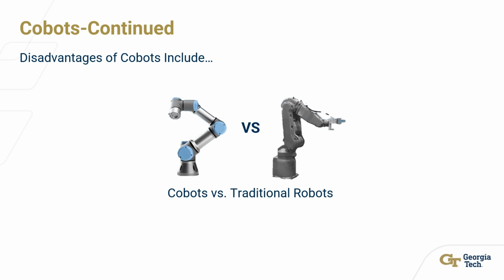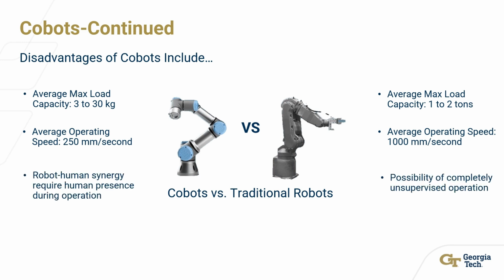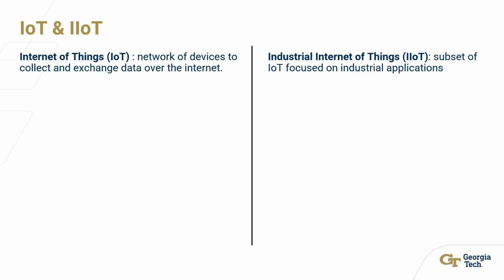However, cobots are still not perfect. As compared to heavy-lifting traditional robots, due to the safety measures, cobots commonly only lift up to 3 to 30 kilograms. They also sacrifice a large percentage of operating speed to avoid collisions with humans. Finally, since cobots are designed to work with humans, they are limited to the same working hours as humans as they are not designed to work unsupervised.